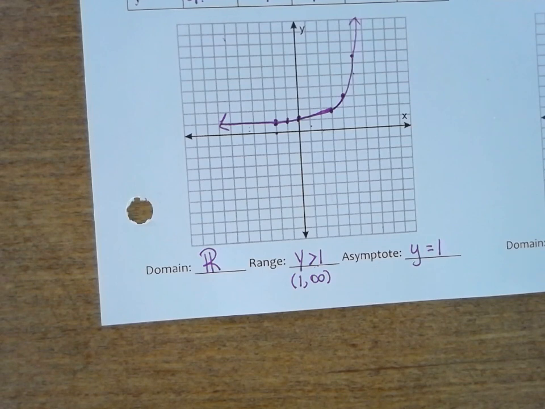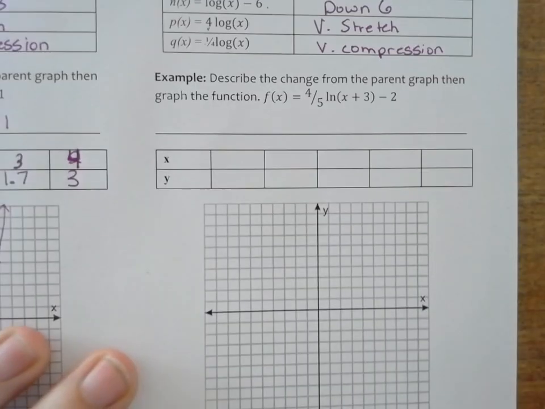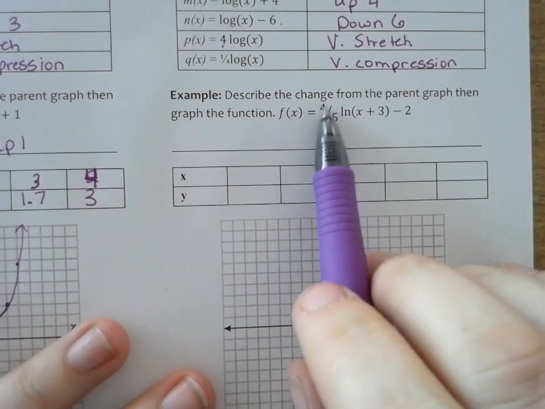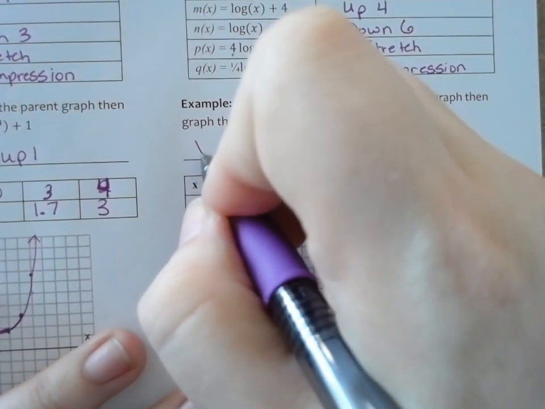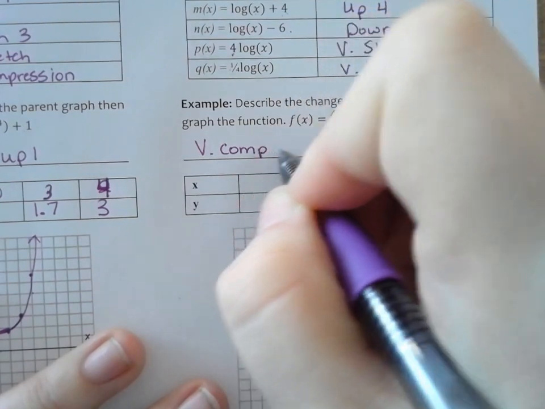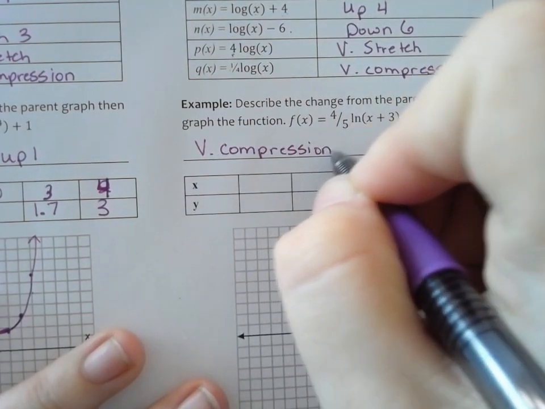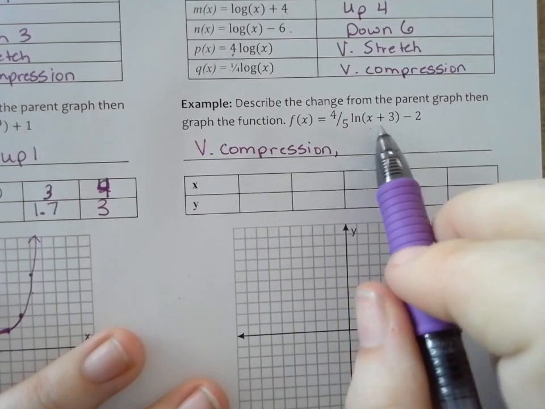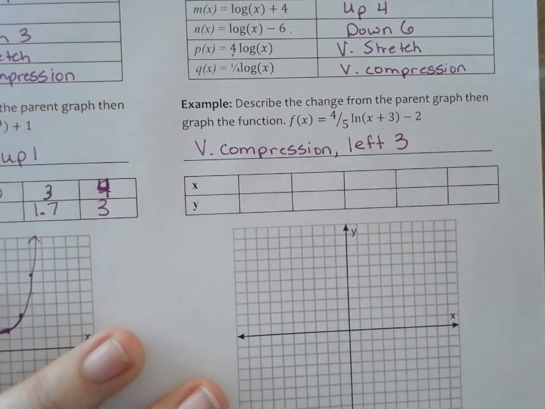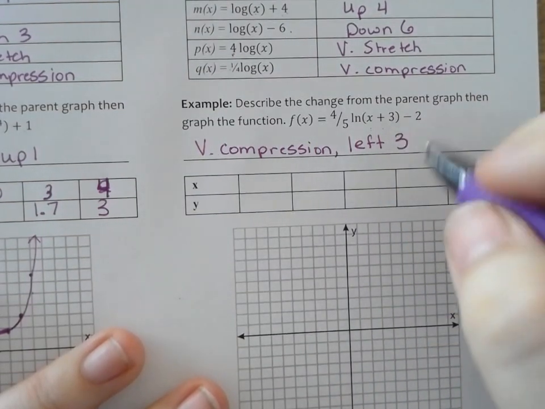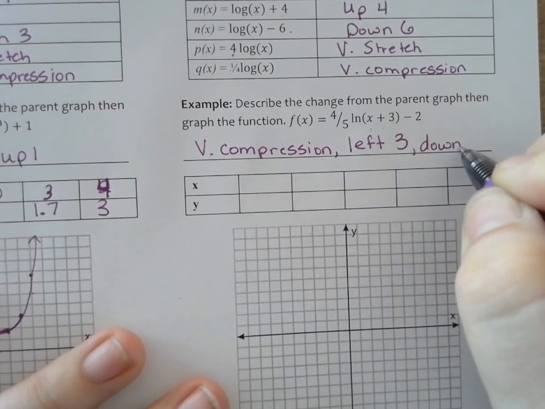All right, let's do the log version. So we want to describe the changes here. This 4/5 right here, that value is less than 1, between 0 and 1, so that is going to be a vertical compression. The plus 3 inside the function means that it's going to move left 3. And the minus 2 means that it's going to move down 2.